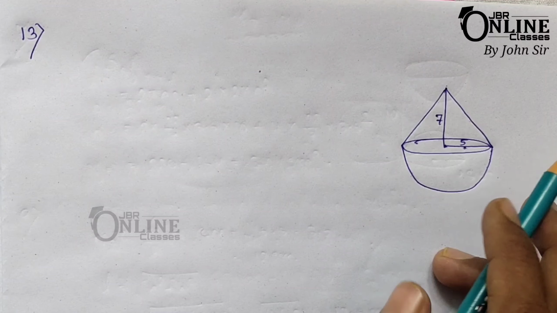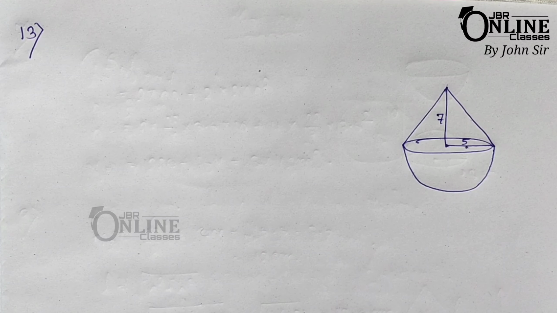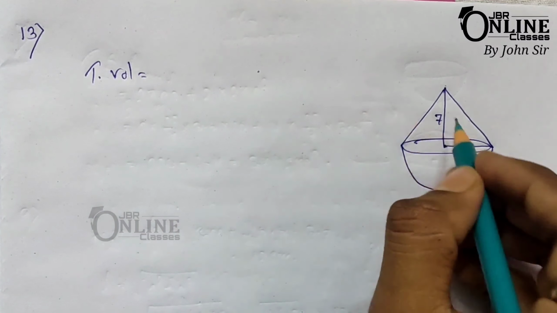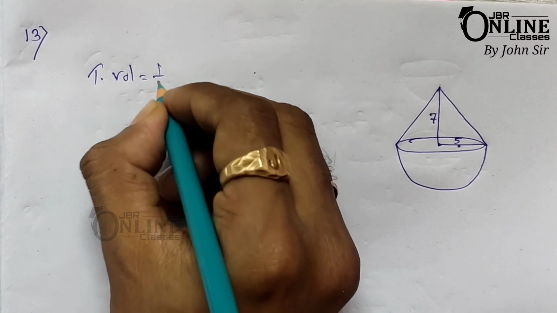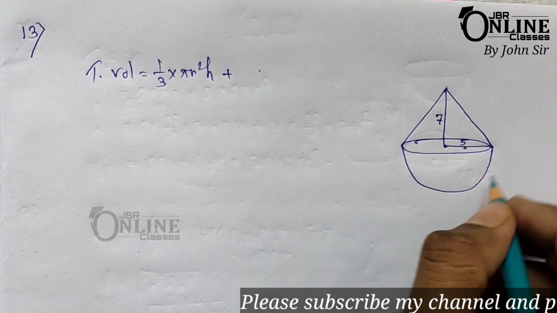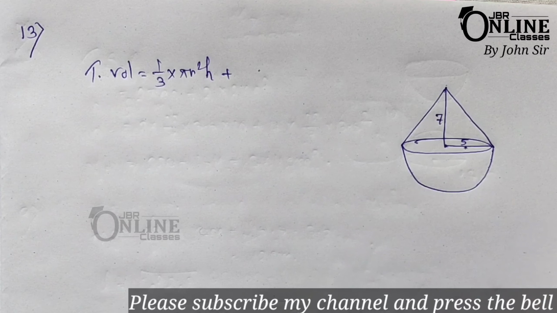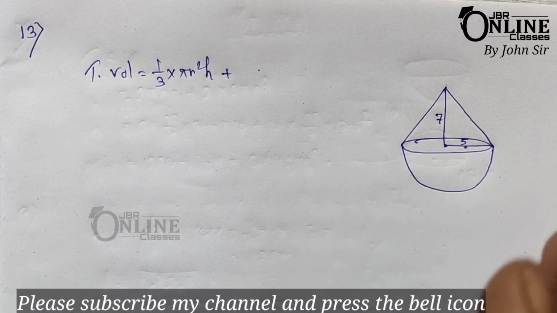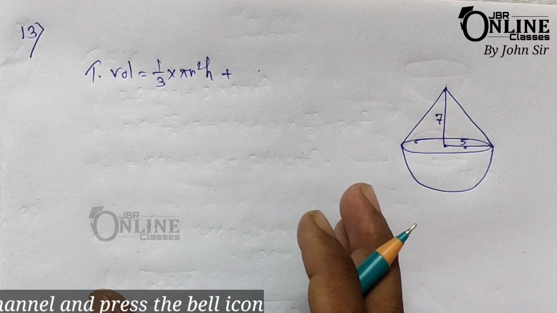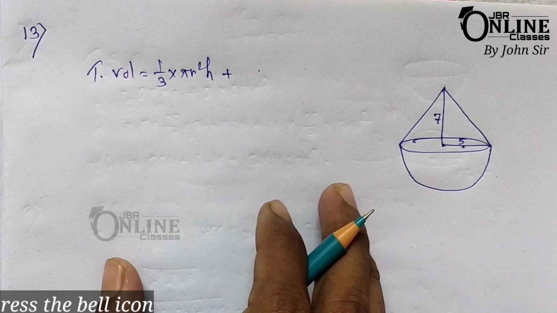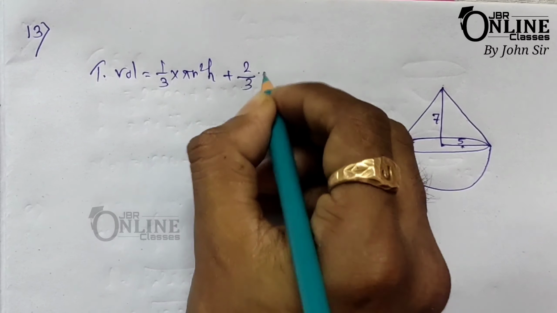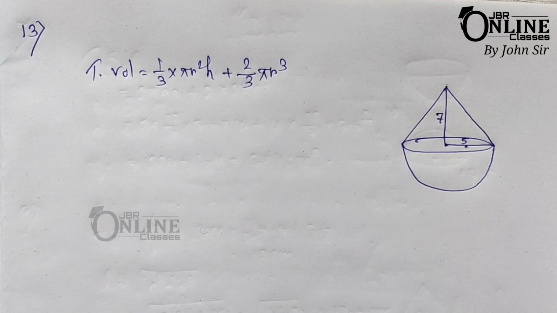Okay, so now you have to find out the total volume. So total volume is equal to the volume of the cone, which is 1 by 3 pi r square h, plus the volume of sphere, which is 4 by 3 pi r cube. Okay, volume of sphere equals 4 by 3 pi r cube, and here the hemisphere, that means it's 2 by 3 pi r cube.